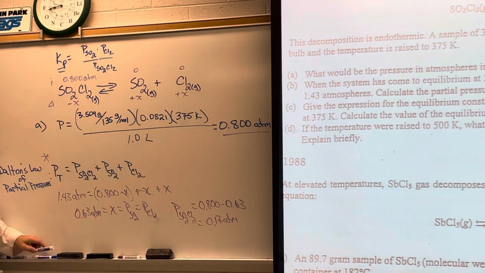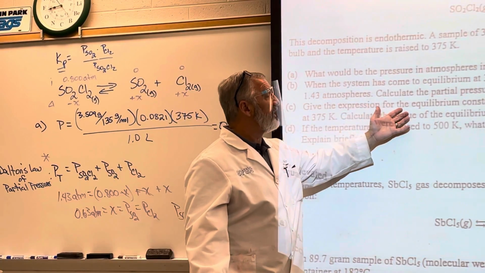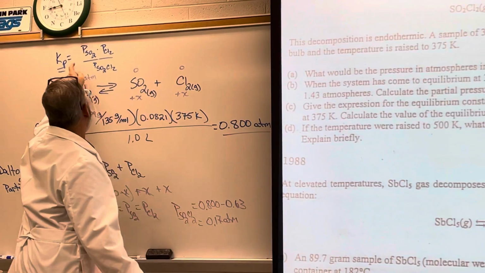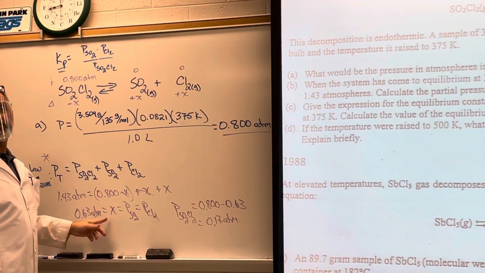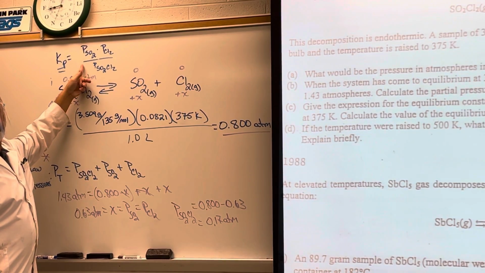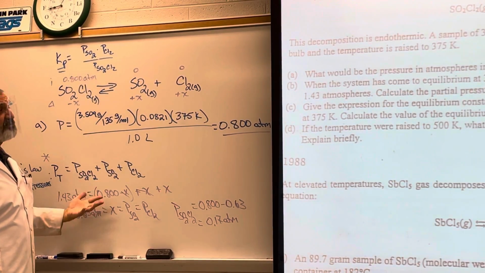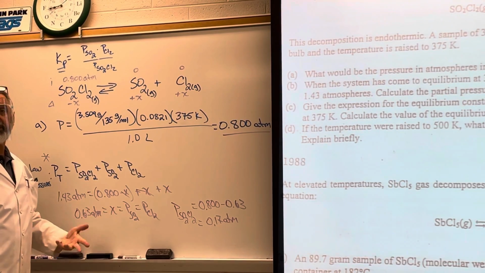So when we have total pressure, it goes from there. Now here, give the expression for the equilibrium constant Kp or Kc. Well, we have Kp, we have all of our pressures. Now we just plug in and we get the value of Kp. I would never do this in terms of Kc. That's just way more work to have to find the concentrations on these.